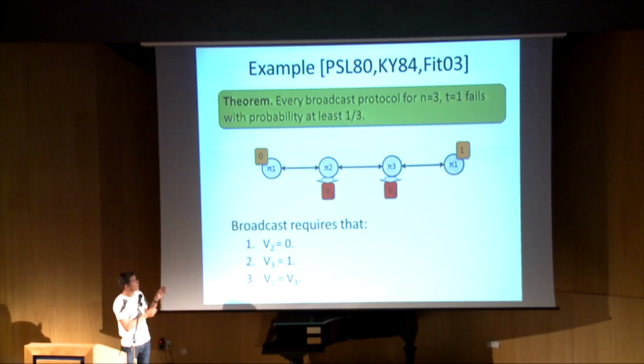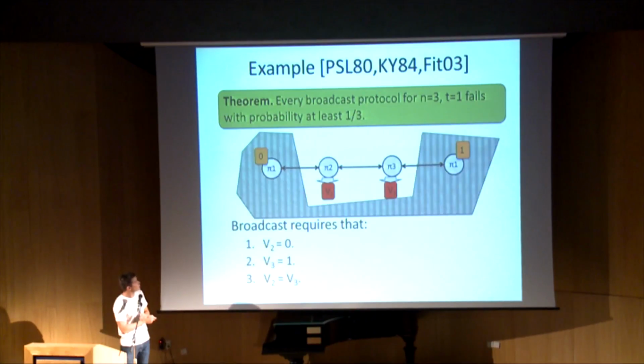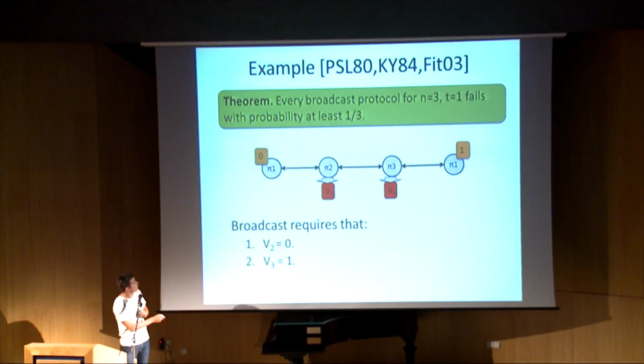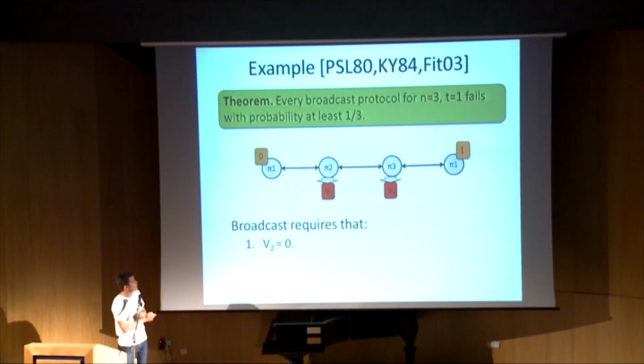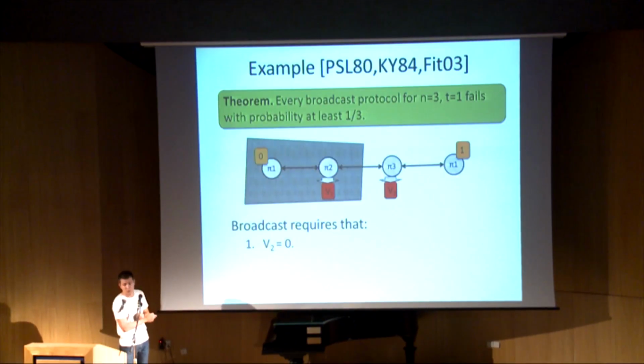So now the adversary that will make the broadcast protocol fail with probability at least 1/3 can be described as follows. The adversary chooses one of these pictures. He can choose to be this guy, or this guy, or this guy, each with probability 1/3. And this will be the adversary that will break the protocol with probability 1/3. Why? Because he will guess the right edge.